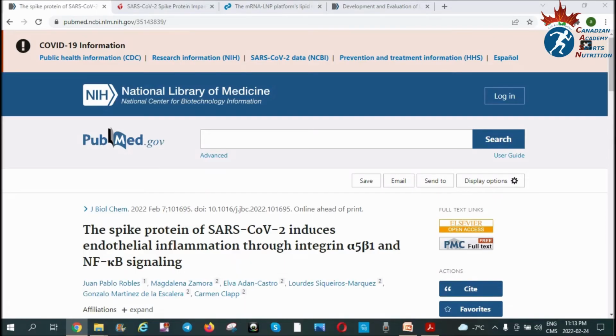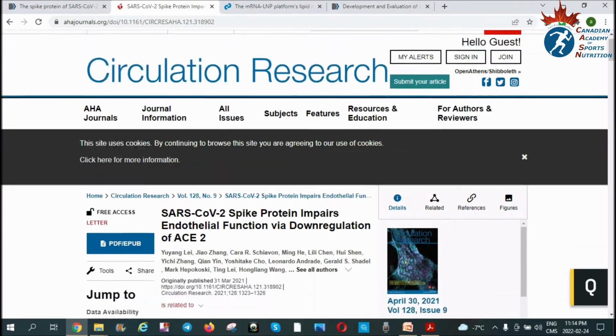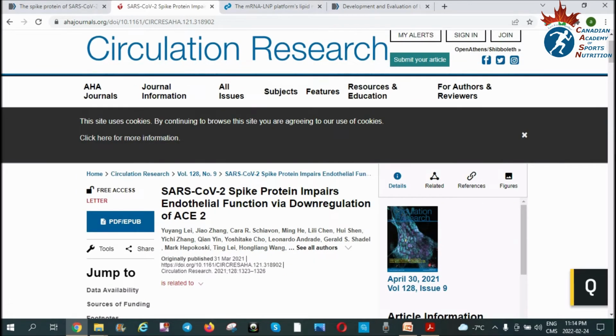Here is the first article, which has been published in PubMed. The spike protein of SARS coronavirus 2 induces endothelial inflammation through integrin alpha 5 beta 1 and NF kappa B signaling. Endothelium basically is the inner lining of the heart and blood vessels. This article is a new one and has been published on February 7, 2022. The second article has been published in Circulation Research on March 31st, 2021. SARS coronavirus spike protein impairs endothelial function via downregulation of ACE2.